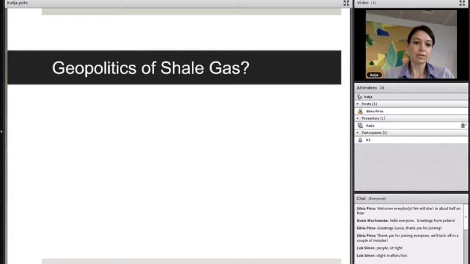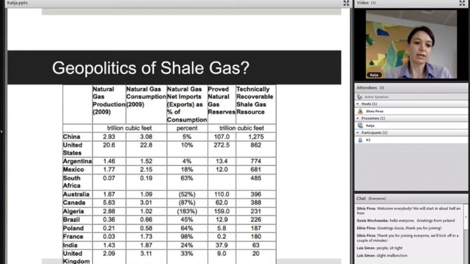So we talked about the US. And so you could really wonder, what's the geopolitics of shale gas? Is it going to change much more beyond just the United States? And this table here shows you the shale gas reserves and resources that are expected.